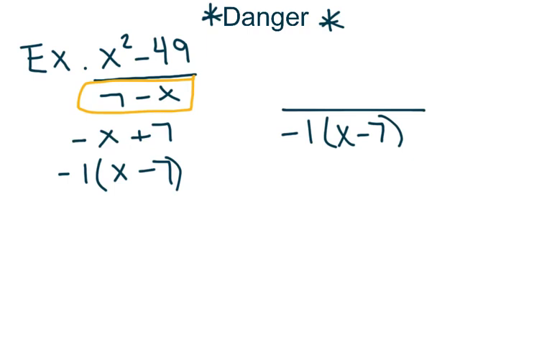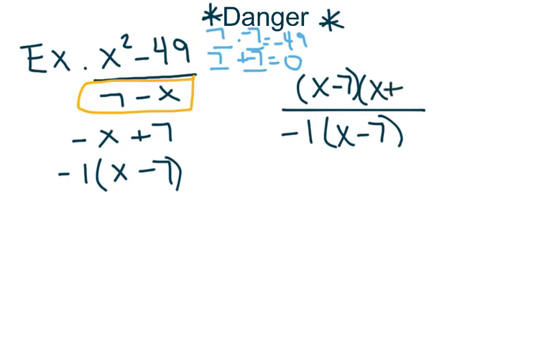And then if you look at the top, you've got x squared minus 49. That's a quadratic. It can be factored. You're looking for two numbers that multiply to give you -49. Notice there's no middle term, so you need two numbers that add to give you 0. This is a difference of squares problem. The answers are -7 and 7. So on top, my factored form is going to be x minus 7 and x plus 7.